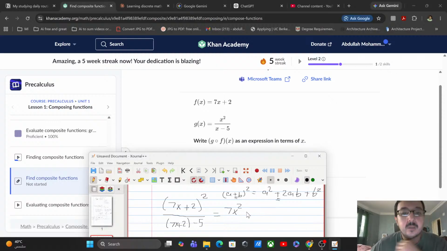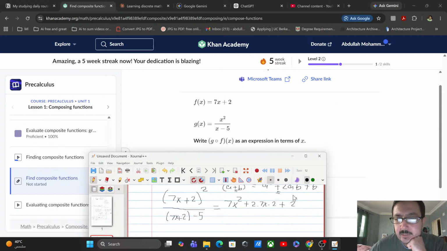I got plus 2 multiplied by 7x multiplied by 2, plus 2 squared. 2 squared. That's over 7x plus 2 and minus 5. 7x plus 2 and minus, that's a minus 3.